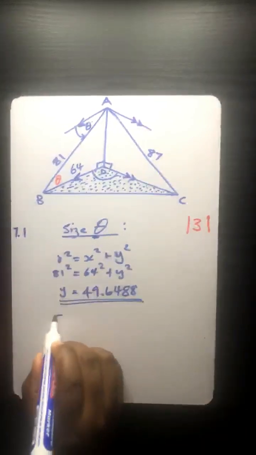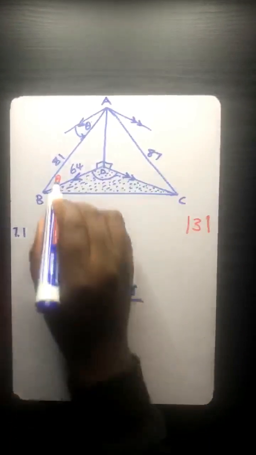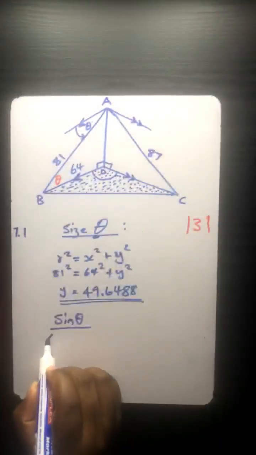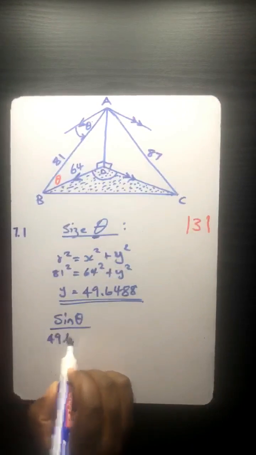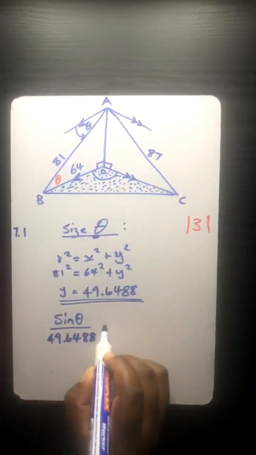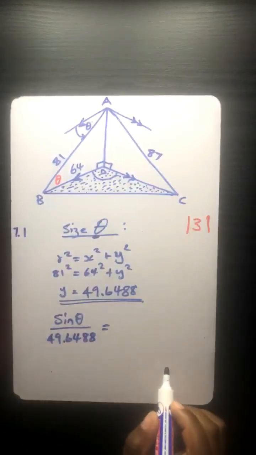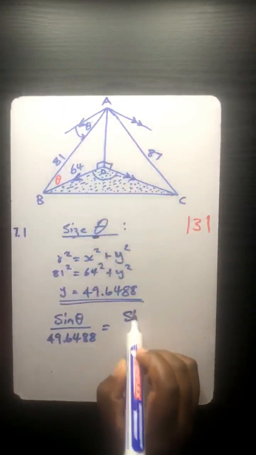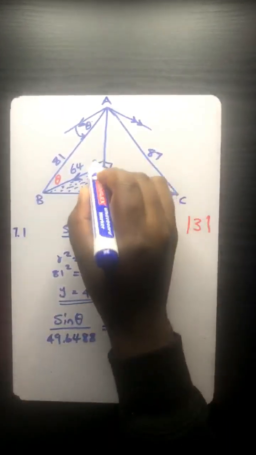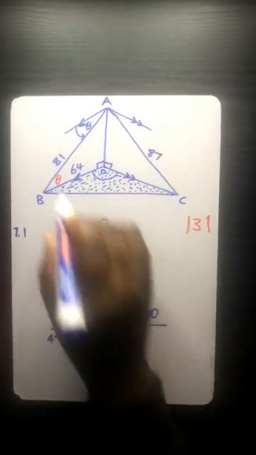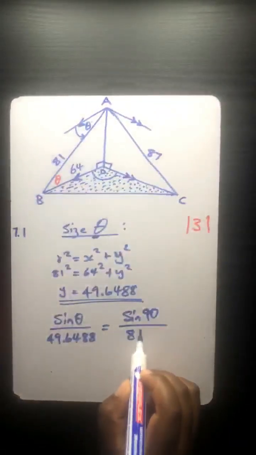So let's see. That means you're going to say sine of that angle over its opposite side, which is 49.648, let's say 49.648, I rounded that. So now you were going to say sine of that angle. What is that angle? That angle is 90 there. Over that. What is that? That is 81.